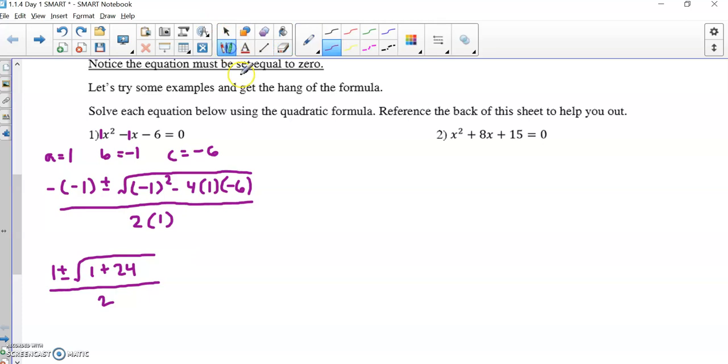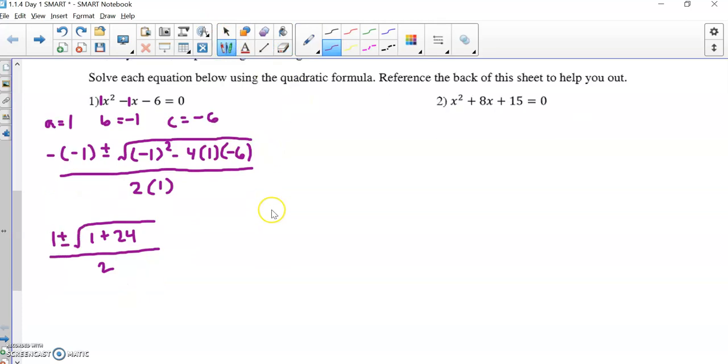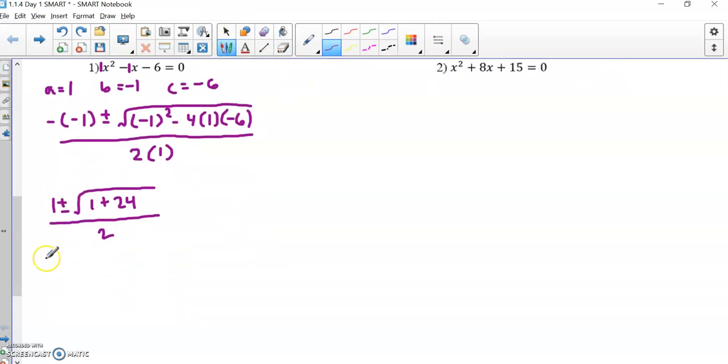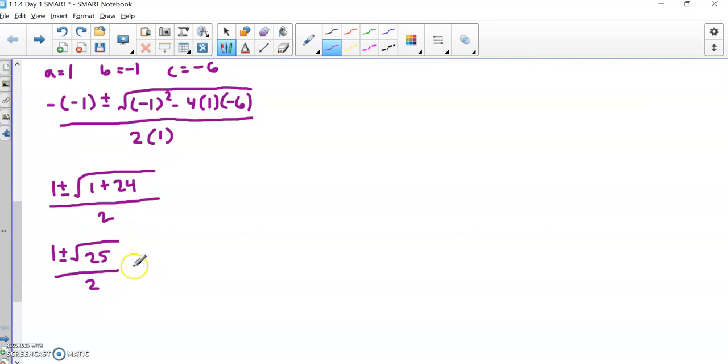Now we can continue to simplify it. Okay, we can't do anything else to that 1, but we can take care of this 1 plus 24. We know that's going to equal 25. And then we can take the square root of 25 to get 5. Alright, so now this plus and minus is going to come into play. That means we're going to have two answers. One of them is going to be with the plus, one of them is going to be with the minus.